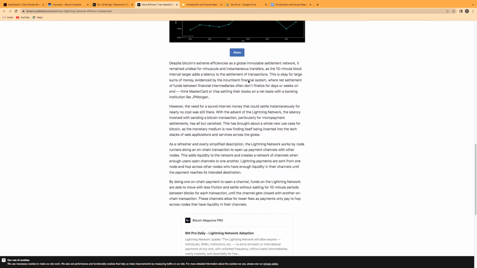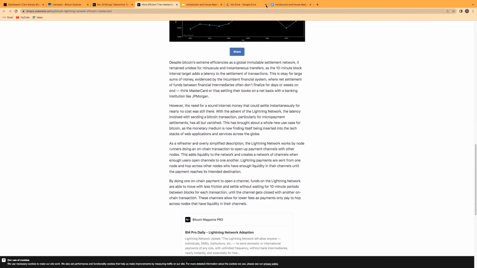Despite Bitcoin's extreme efficiencies as a global immutable settlement network, it remained unideal for minuscule and instantaneous transactions, as the 10-minute block interval target adds a latency to the settlement of transactions. This is okay for large sums of money, evidenced by the incumbent financial system, where net settlements of funds between financial intermediaries often don't finalize for days or weeks on end. Think MasterCard or Visa settling their books on a net basis with a banking institution like JP Morgan. However, the need for sound internet money that could settle instantaneously for nearly no cost was still there.